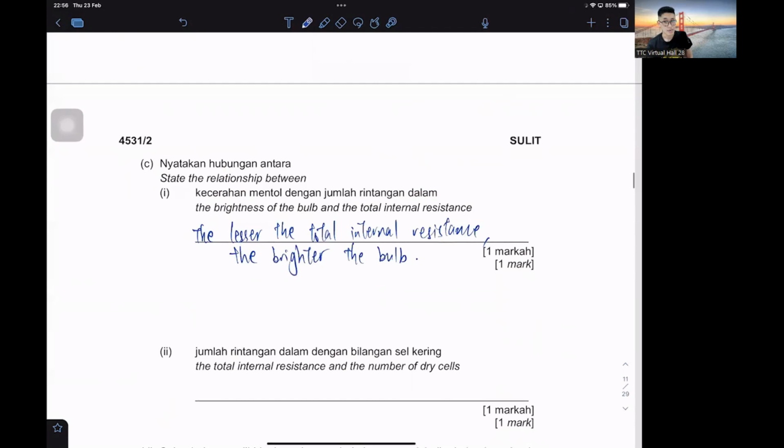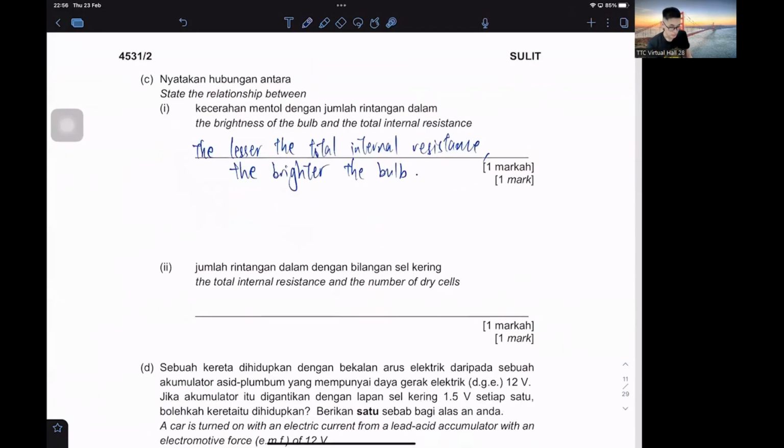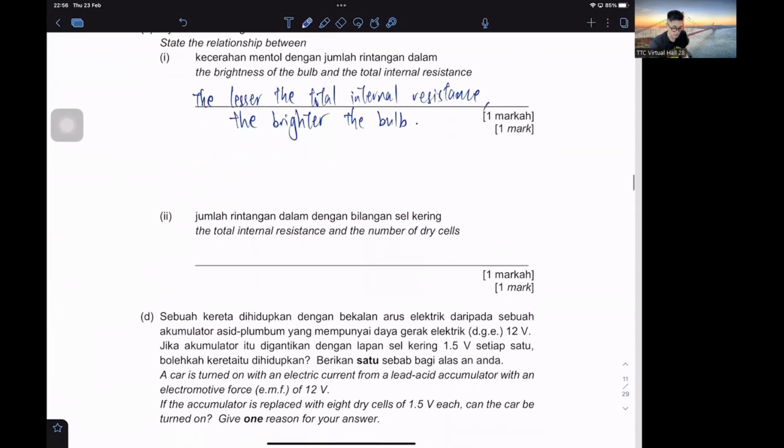Yeah, and then here same also. The relationship between total internal resistance and the number of dry cell. You think the internal resistance affect the number of battery, or the number of battery affect the total internal resistance? Of course, it's the battery affect the resistance, correct or not? So you say the greater the number of dry cells.